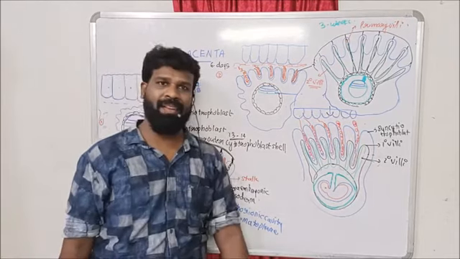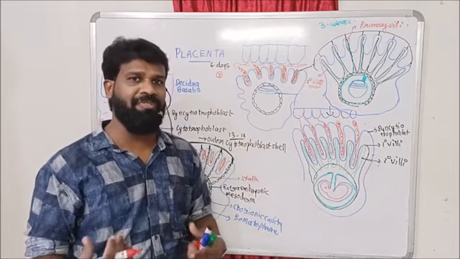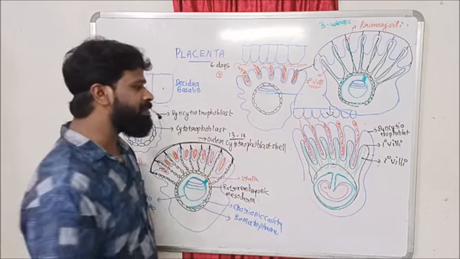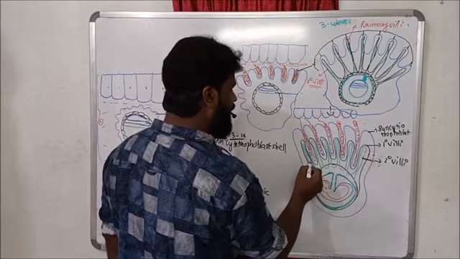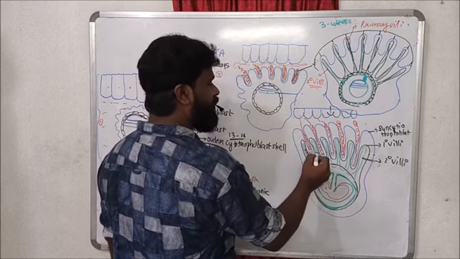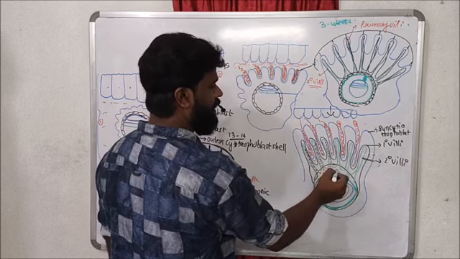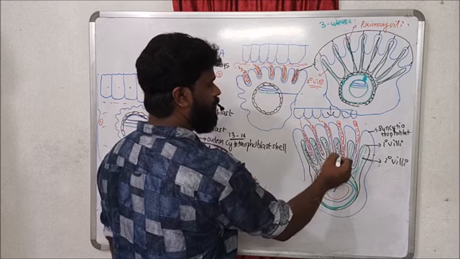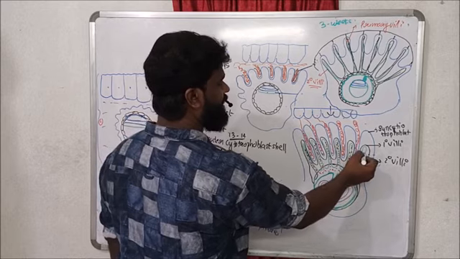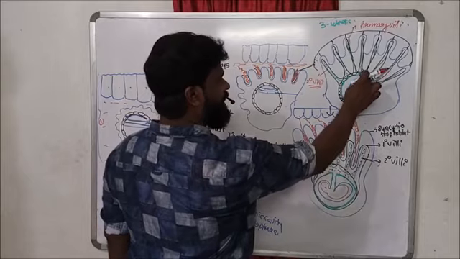At this time, this is the extra embryonic mesoderm. This secondary villi is actually formed from the extra embryonic mesoderm, and this extra embryonic mesoderm develops blood vessels and blood. So blood is formed in this secondary villi. They are formed from this extra embryonic mesoderm. And this is the stalk.